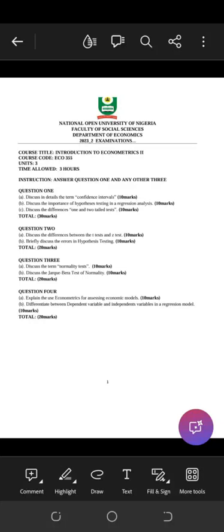Question 4A. Explain the use of econometrics for assessing economic models. Assessing is like evaluating. So I think hypothesis testing really, to me, I'm looking at it as a form of hypothesis testing. Sherry, this particular exam, every question they asked is about hypothesis testing.